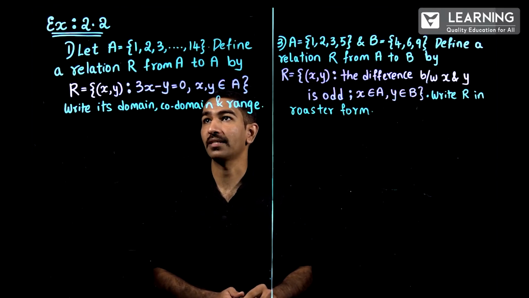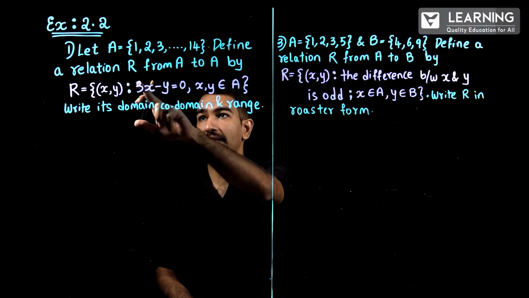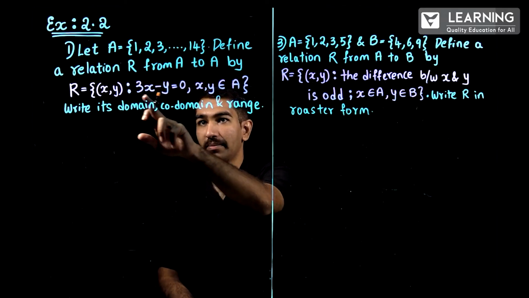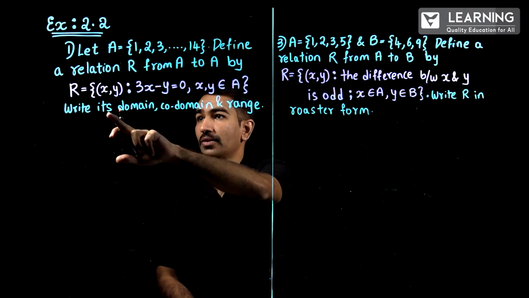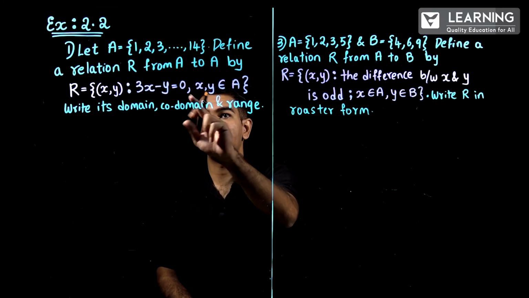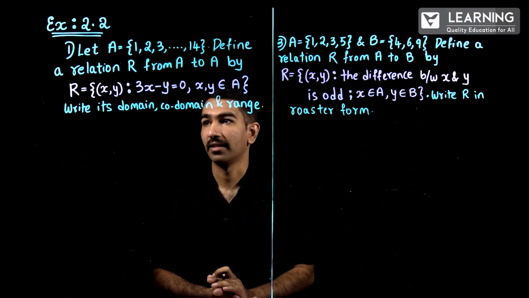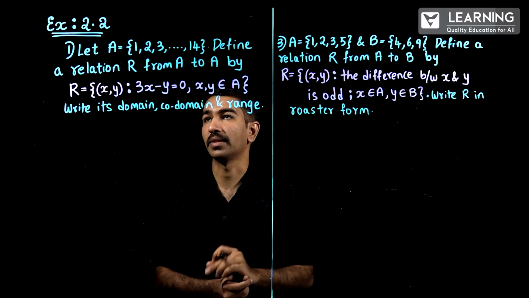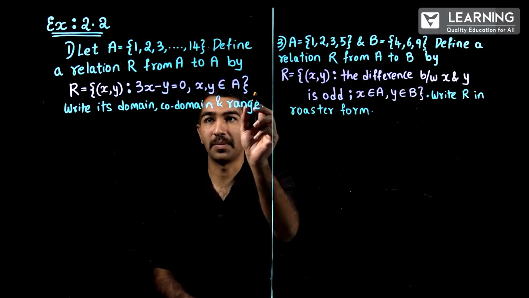So the question is, let A equals 1 to 14, define a relation R from A to A by, you see this red color mark, pink to be specific. So the relation is defined such that x comma y, 3x minus y is equal to 0 and x comma y both belong to set A. Write its domain, codomain and range. Okay, so let us start with this. So what is the given relation? This is the given relation which is in the pink color.